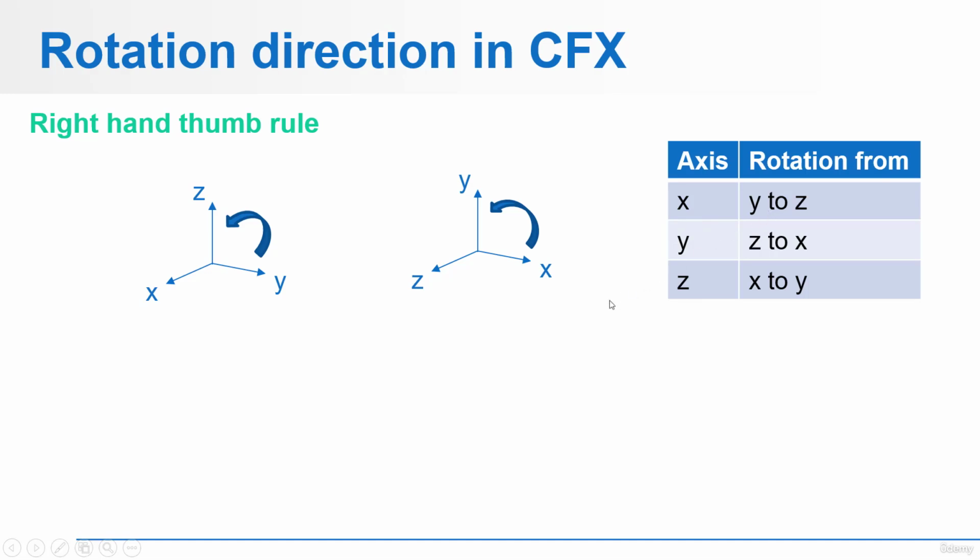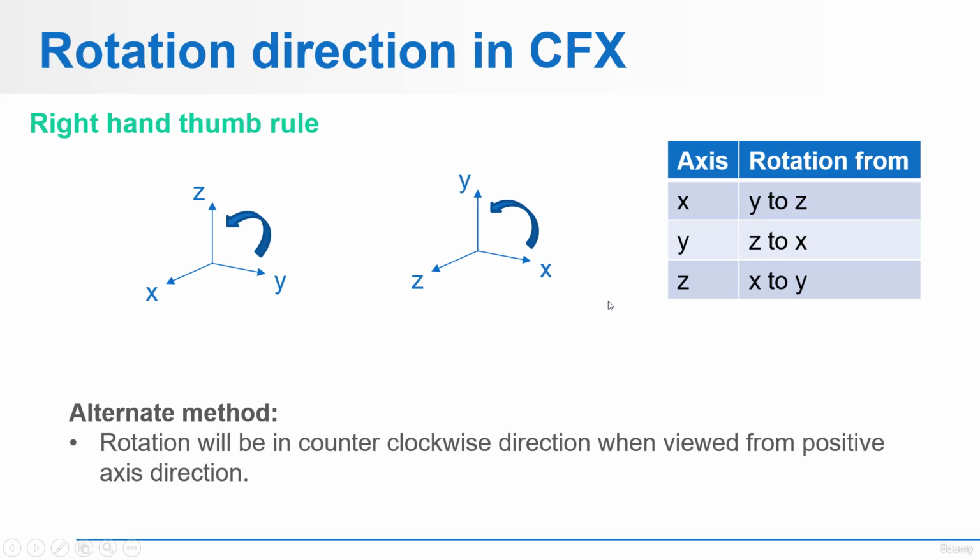Similarly for the other two. Another method to remember this is that rotation will always be in counterclockwise direction when viewed from the positive axis direction. For example, if you are seeing from the positive x-axis, the rotation will be counterclockwise. Similarly here, when you are seeing from the positive z-axis, the rotation will be counterclockwise.